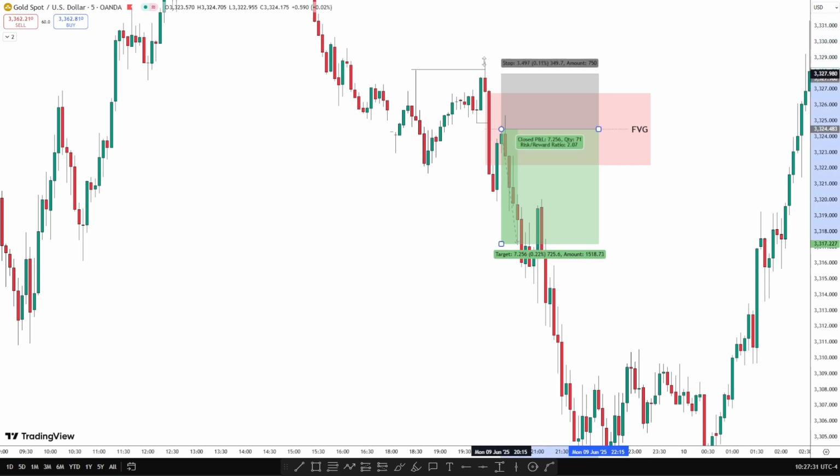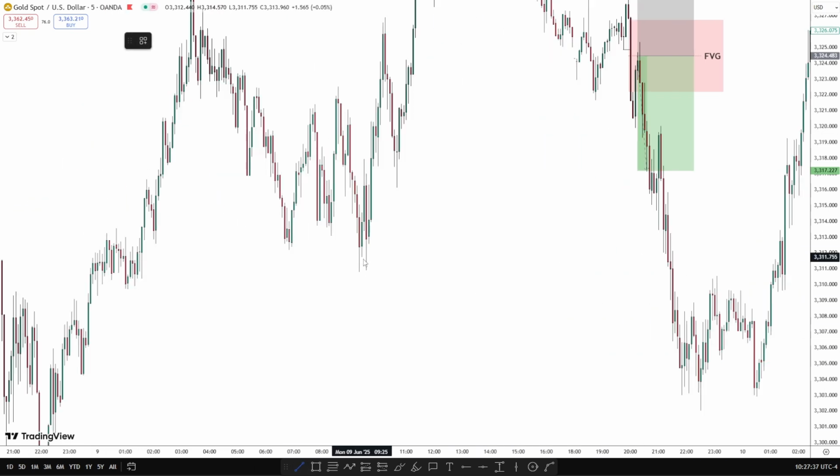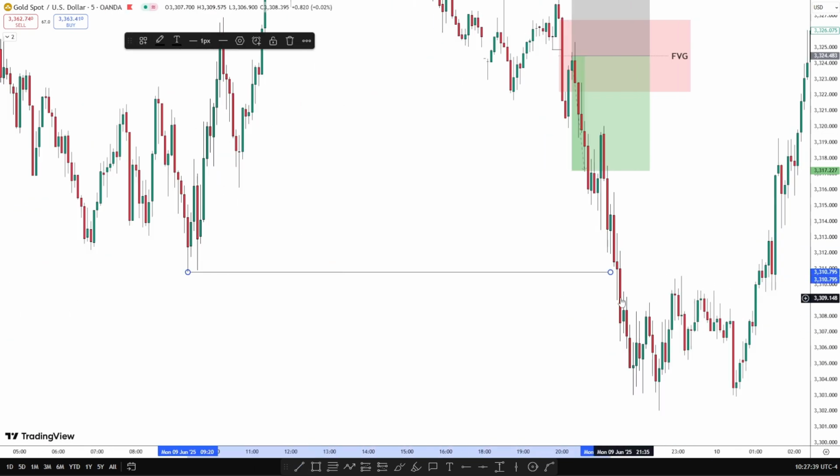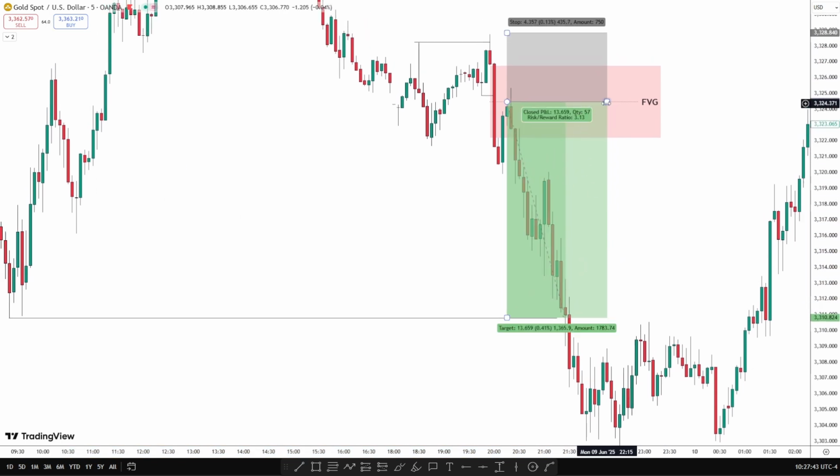That would have just given you a much better fill. Stop loss above the recent swing high, targeting opposing liquidity. Could have been these lows here, it would have been these lows for me, and as you can see, it would have had another beautiful winning trade, 1 to 3 risk to reward.